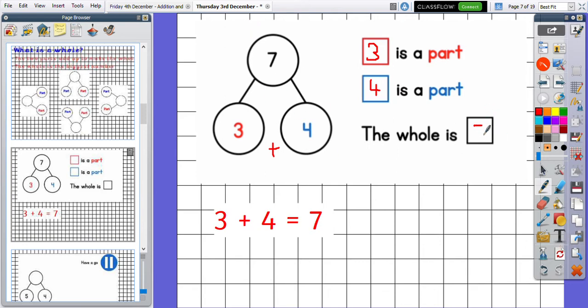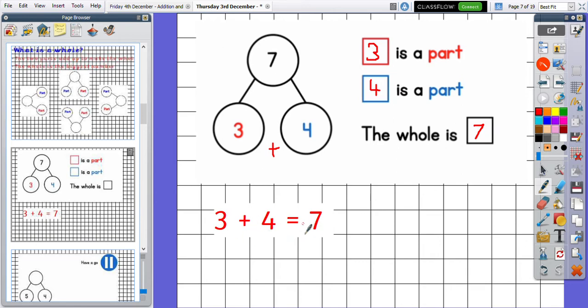I'm going to write 7 into my box. So 3 add 4 equals 7. And I can do it the other way around as well. 4 add 3 equals 7. 7 is my whole number. 7 is my biggest number. 3 and 4 are my parts. I've also written it out down here as an addition sentence.